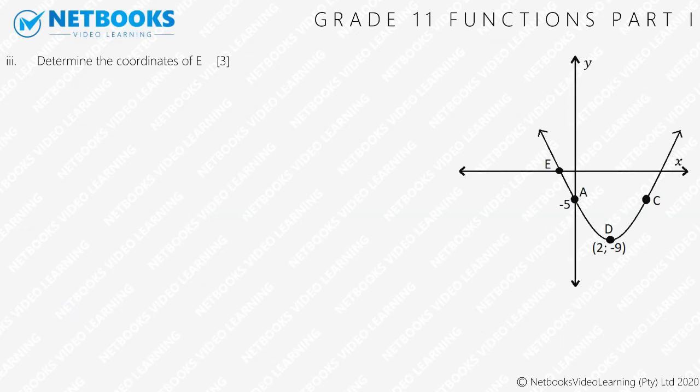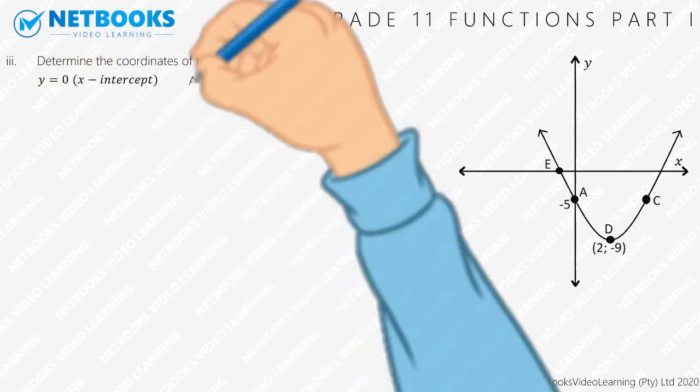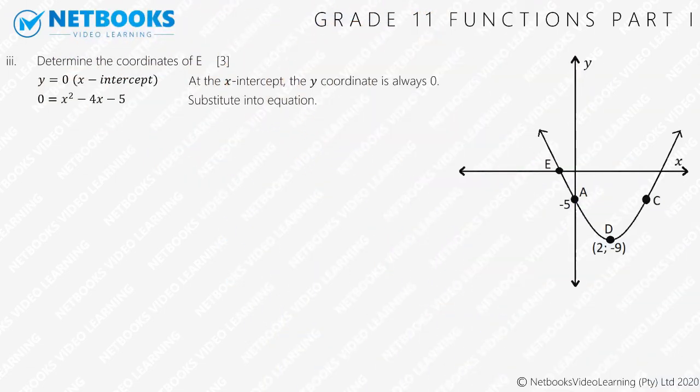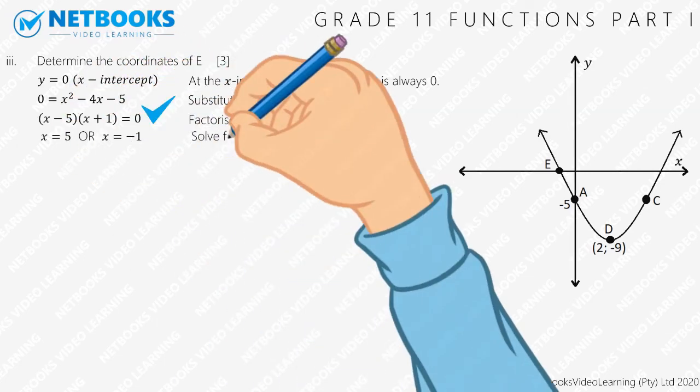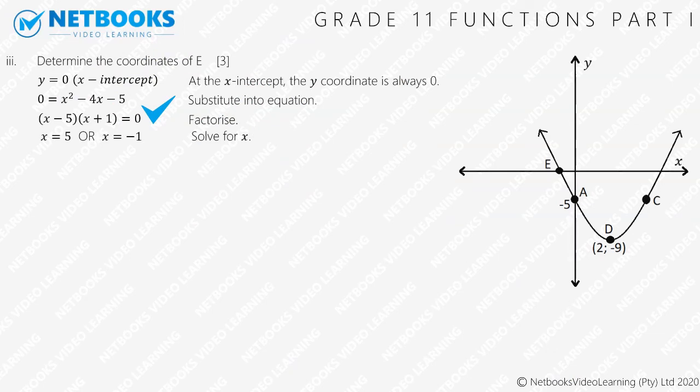We now need to determine the coordinates of e. E is the x-intercept. So we need to solve the roots of the parabola by letting y equal 0. We could have used the quadratic equation to solve for the roots at this stage. But we can just as easily factorize the trinomial. You get a mark for the factorization. You would have gotten a mark for correctly substituting in the quadratic equation if you went that route. We get 2 answers for x, -1 and 5. You get another mark for the correct answers.